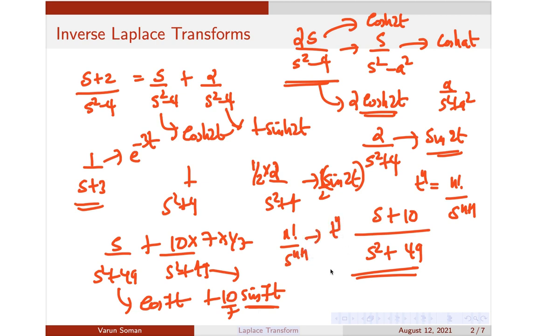Now I am taking the discussion a bit further. What would be the inverse transform of 1 by s raised to n plus 1? How will you find it out? You know that n factorial is a constant, so by linearity I can take it outside. So this will simply become n factorial into L inverse of 1 by s raised to n plus 1, that will be equal to t raised to n. Hence, the inverse transform of 1 by s raised to n plus 1 is nothing but t raised to n by n factorial. So be very careful with that.